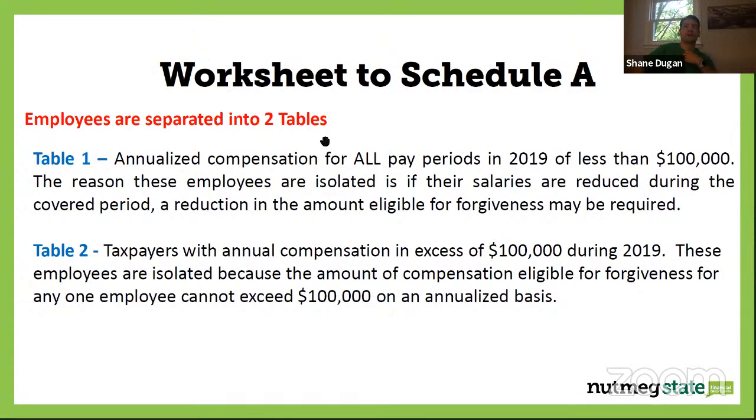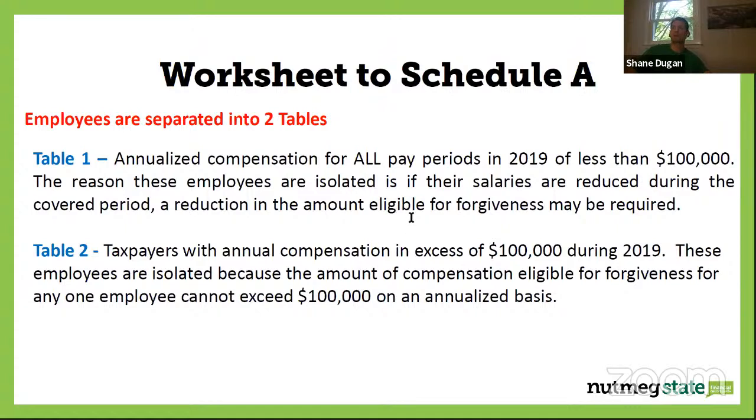All right, so again, Table 1 on there is just that annualized compensation for all employees during the pay period for 2019 that earned less than $100,000. They're using that section to help determine whether or not you're going to have the forgiveness part reduced if you've reduced their income, okay? Table 2 is for those individuals who have 2019 income in excess of $100,000, right? Their income was capped at $100,000 and will continue to be for the forgiveness part of this, okay?